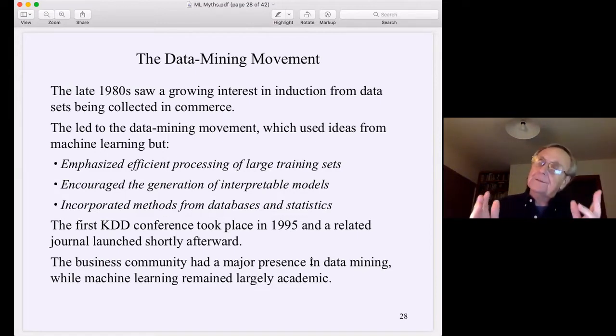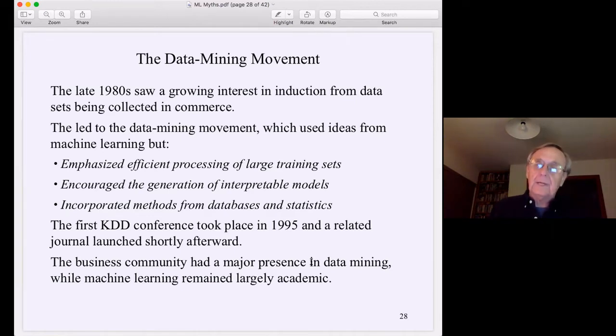But the data mining people became excited about big data. In fact, I would say about 30% of that community in the early days came from the database crowd, and then maybe 60% from machine learning, and then there were statistics and a few others. But the data mining movement was, I would say, almost obsessed with efficient processing of large training sets. Again, I think this was partly the database influence.